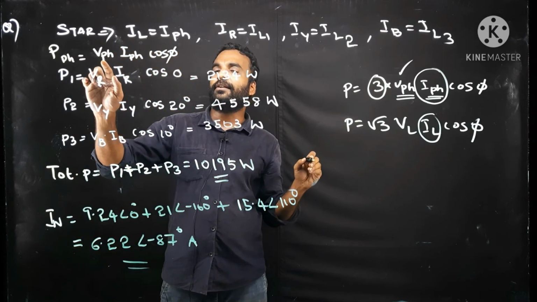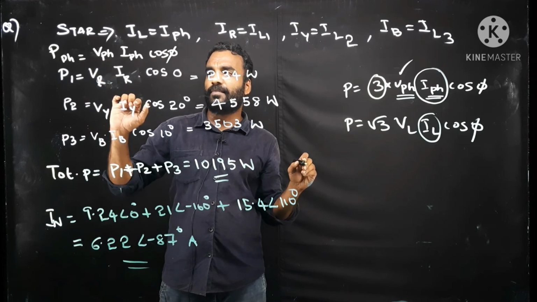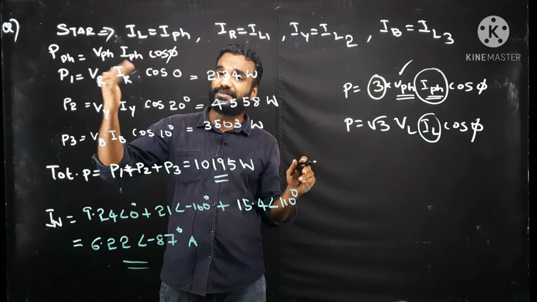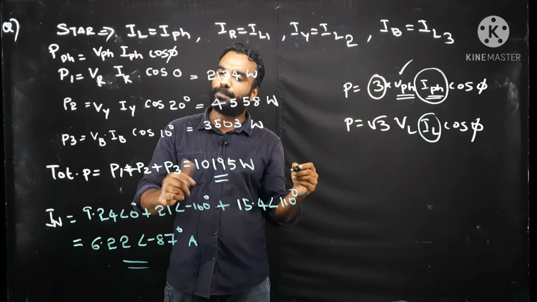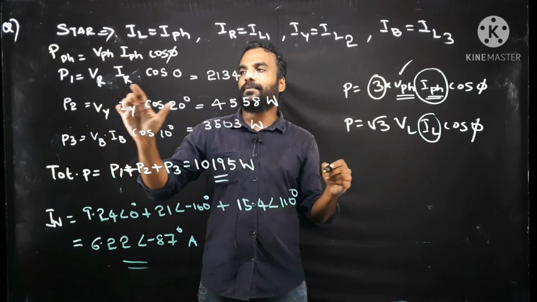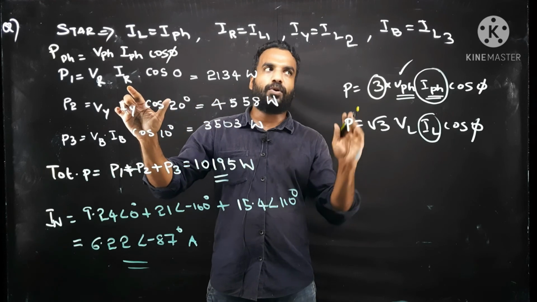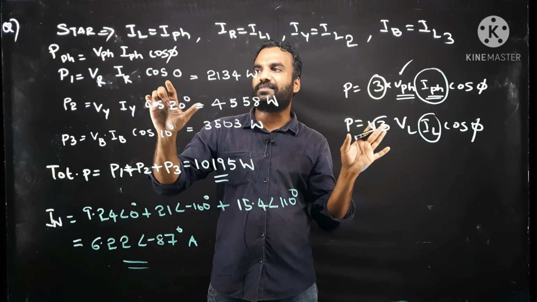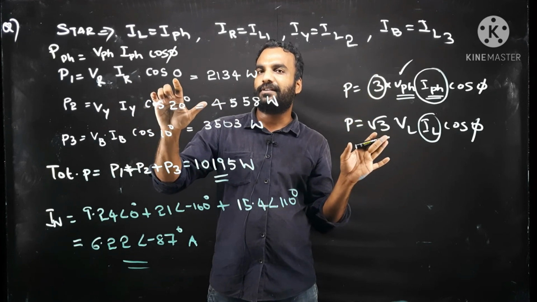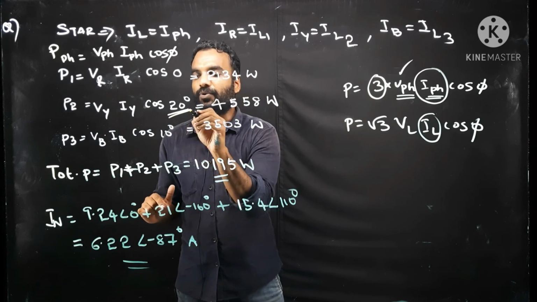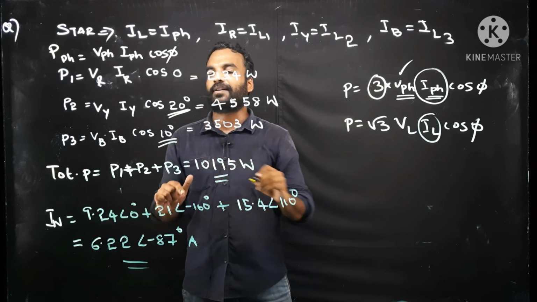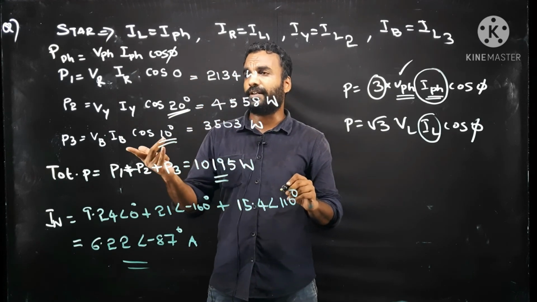All we are taking are phase values. Okay, and then instead of multiplying with 3, we are summing P1, P2, P3. So VR, IR, all things are already obtained, into cos 0. From where did we get this? Phi 1, the first load's power factor angle, is 0 degree, the second load's power factor angle is 20 degree, and the third load's power factor angle is 10 degree. That we have to substitute here.